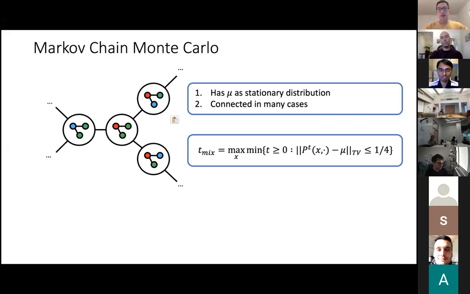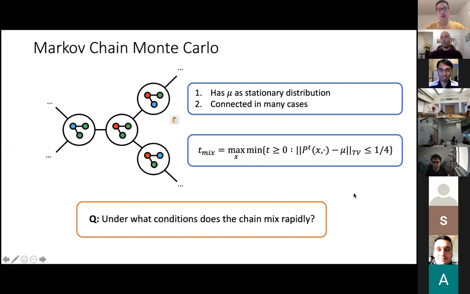And how long should you run it? The amount of time you should run it is something called the mixing time, which is the following. If you look at the worst starting state, you look at the minimum time t such that the distribution of the Markov chain started at state x at time t is close to the stationary distribution in total variation. So this is called the mixing time. And the main question is, under what conditions can we bound this mixing time by a polynomial in the dimension and the size of the ground set U? So in the context of independent sets, for instance, we want to bound this mixing time by a polynomial in the size of the underlying graph.